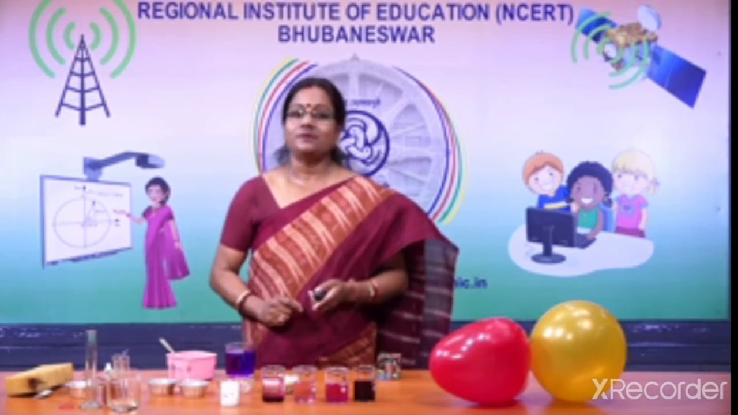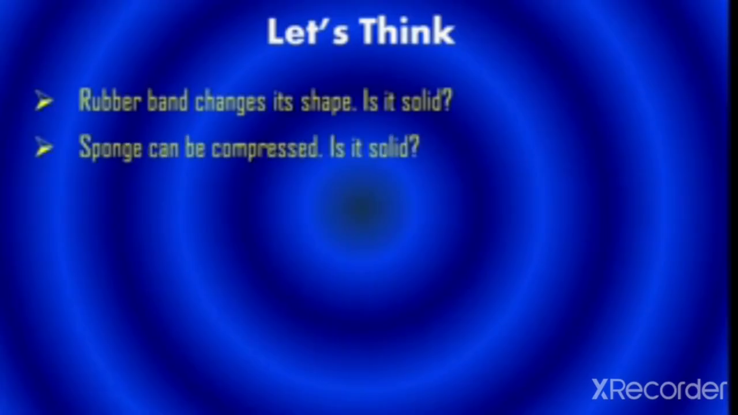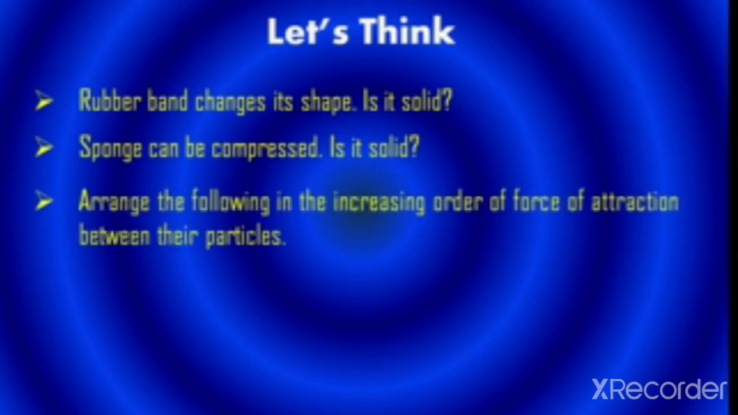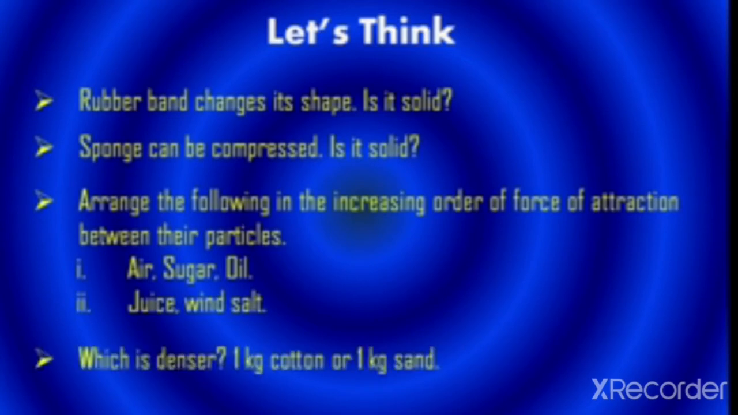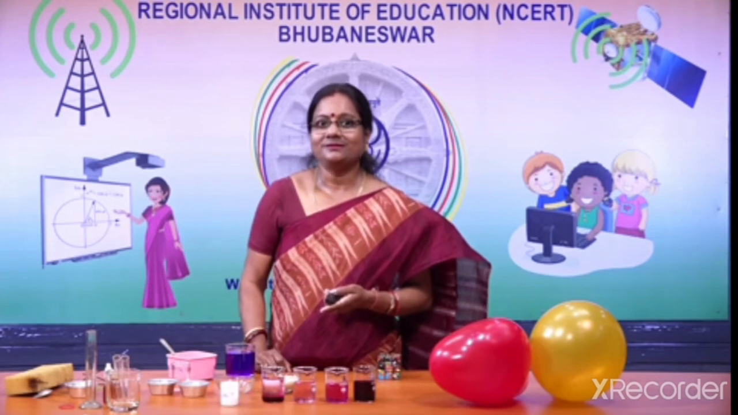I have certain questions for you. And children, remember, note it down and take it as a task. Do it. Rubber band changes its shape. Is it a solid? Sponge can be compressed. Is it a solid? Arrange the following in the increasing order of the force of attraction between the particles: air, sugar, oil, juice, wind, salt. Which is denser? 1 kg of cotton or 1 kg of sand? Children, give a wild thought and write down, try to find the answers.